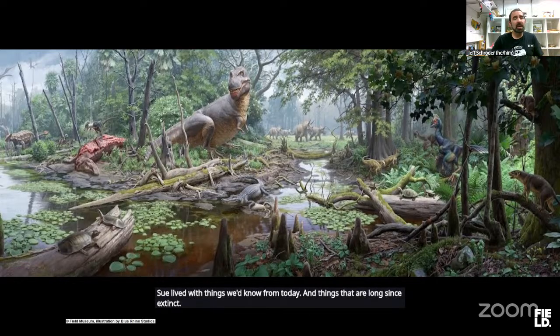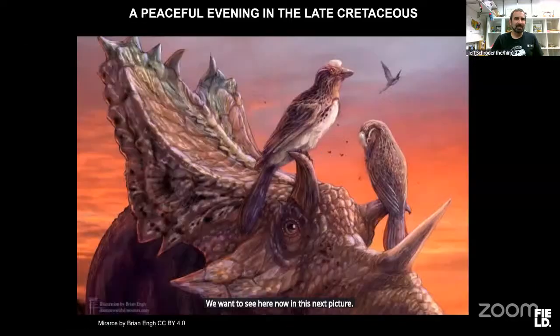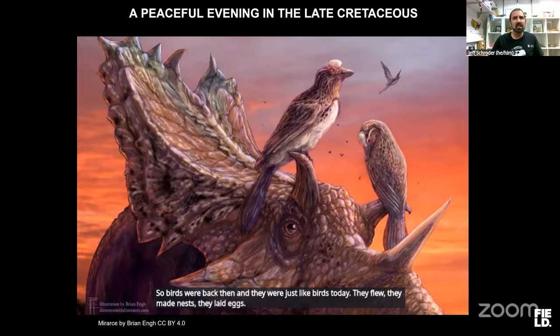In fact, there was one other creature that lived with Sue that we can't forget, and we want to see here now in this next picture. There were birds. That's right. So birds were back then, and they were just like birds today. They flew, they made nests, they laid eggs, they had feathers, they had little beaks. So birds were all over the place as well.